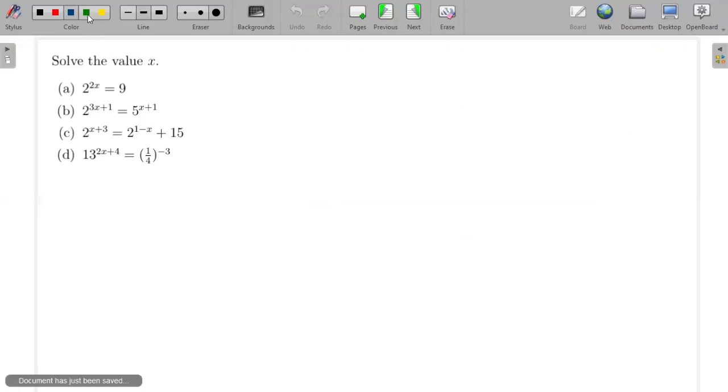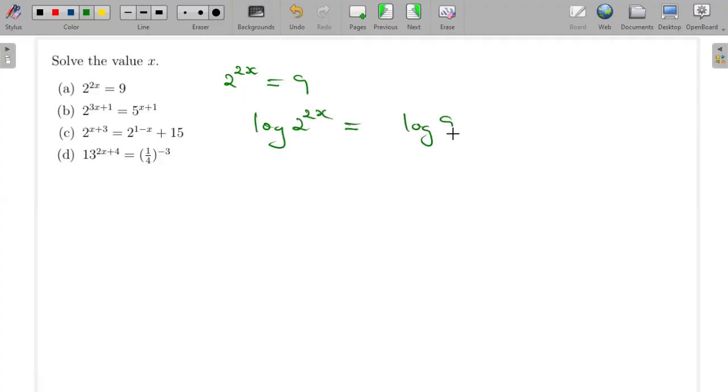So the last part here, we have to solve for x. We have 2 to the power x, and then you have 9 there. So what are we going to do here? Here we take the log on both sides. We have 2 to the 2x, and there you have log of 9.